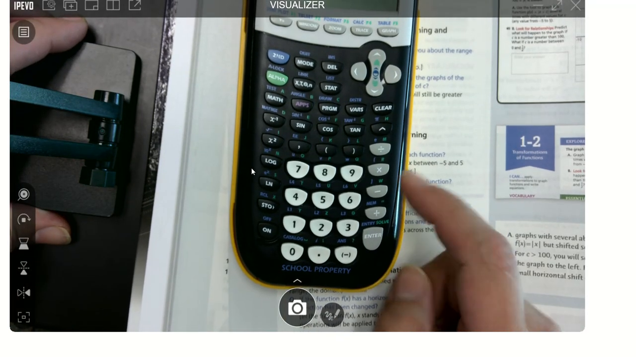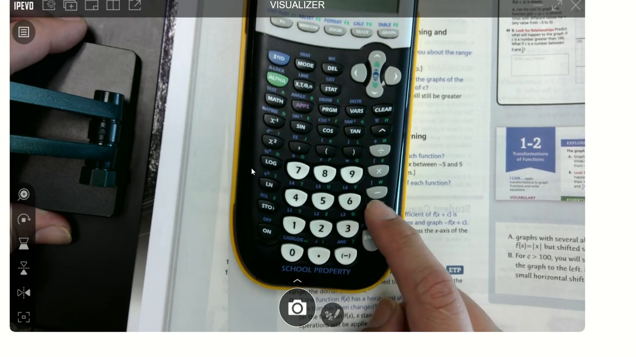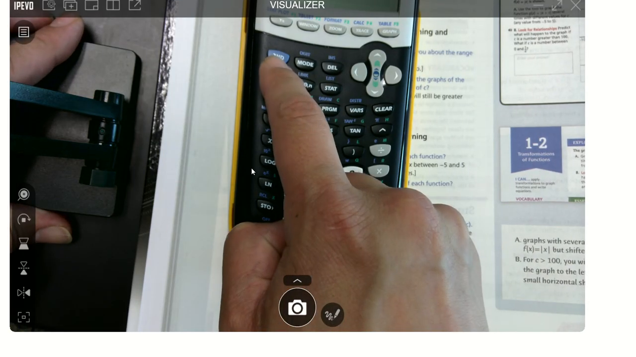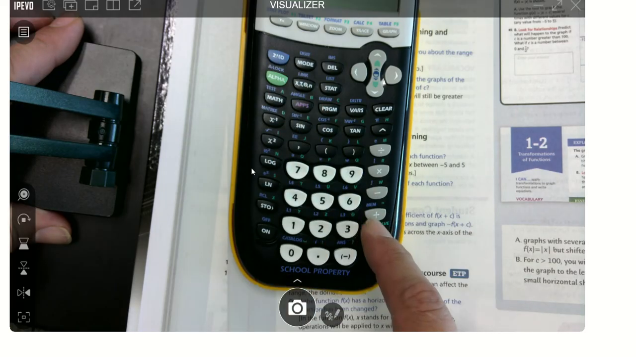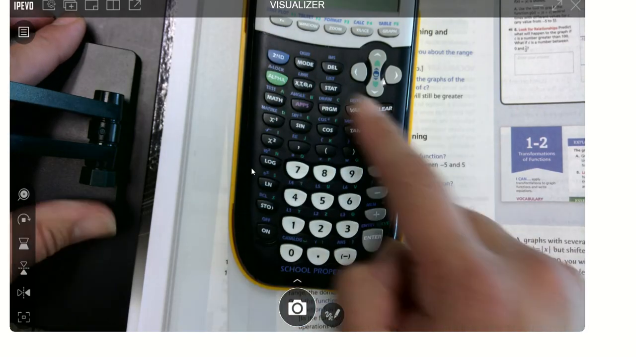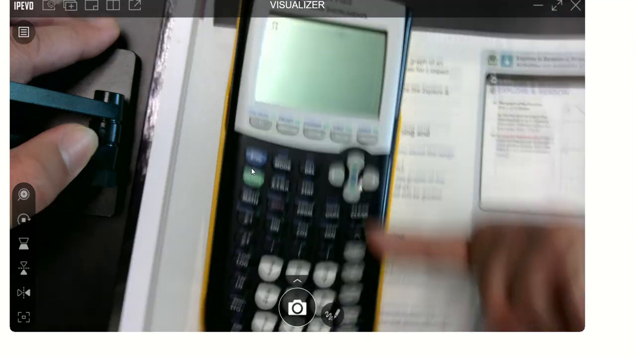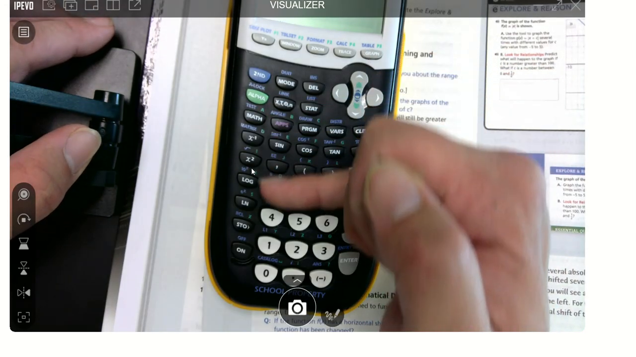What if I wanted to get the button MEM right here above plus in blue? How do I access that? Second. There is a second button up here. So if I wanted to get into my memory, I would hit second. It'll show an up arrow on the cursor, and I know I'm in the second menu. Same with alpha. Anything written in green is here.